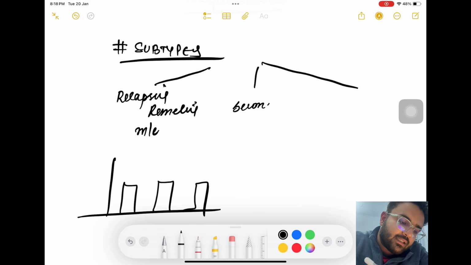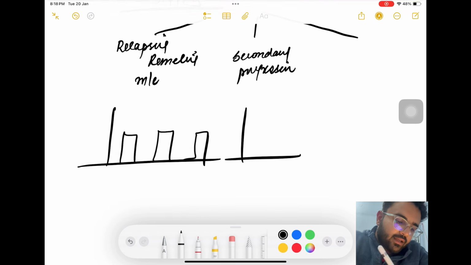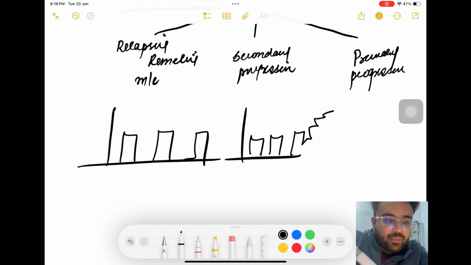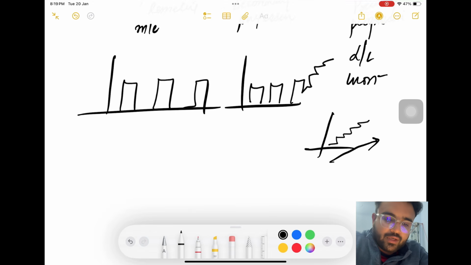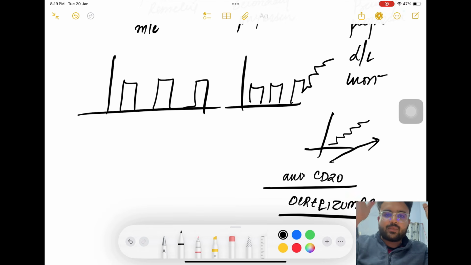Then there is secondary progressive. In secondary progressive, there is one episode, another episode and a third episode, after which it just keeps increasing. Third is primary progressive. Primary progressive is the least common, but it is the worst. The symptom comes the first time and it will keep on increasing. Only one drug seems to work, that is anti-CD20, ocrelizumab.